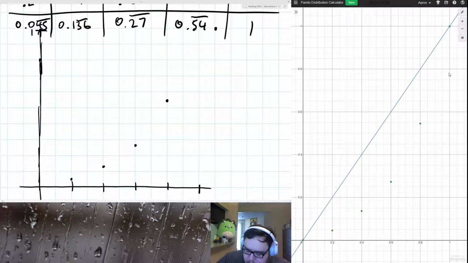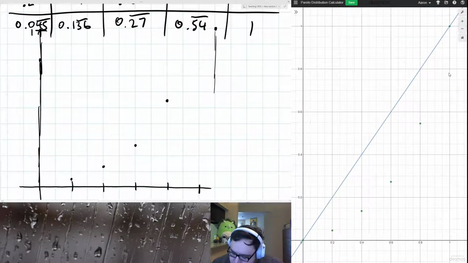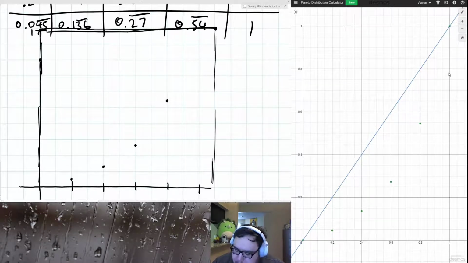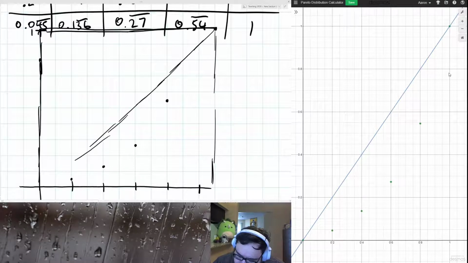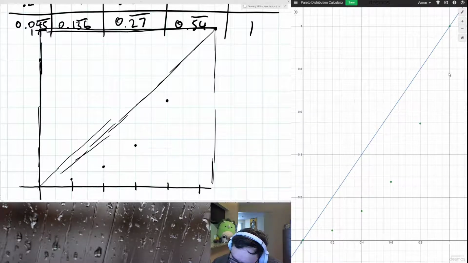So something we could do here is, instead of actually generating, we could draw the line of total equality, right? Which is, whoops, did I do something wrong here?